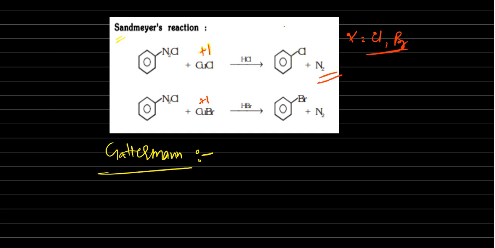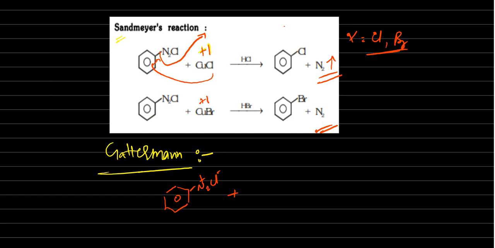The byproduct is nitrogen gas. Here this benzene diazonium chloride is releasing N2, and this chlorine is attacking here, substituting, we can say. Now the Gattermann reaction is the same. The substrate is the same, benzene diazonium chloride, N2 plus Cl minus, plus, as in Sandmeyer, cuprous chloride and HCl, right?